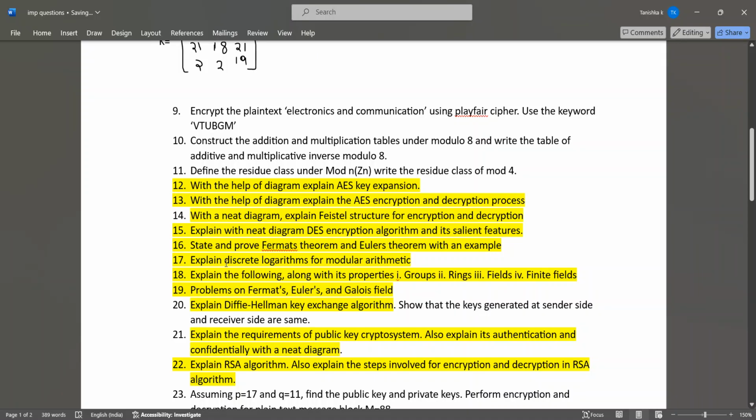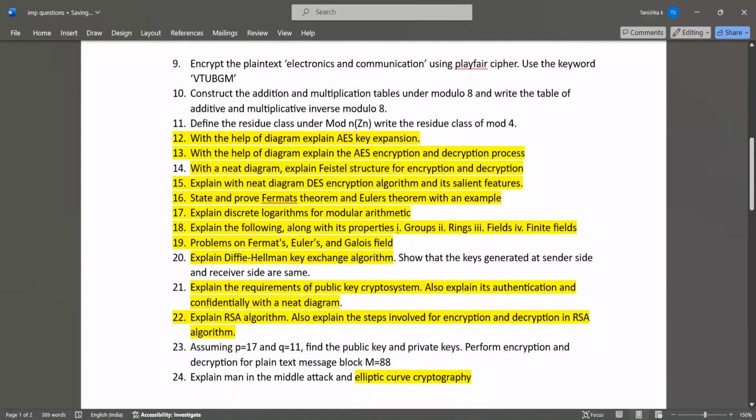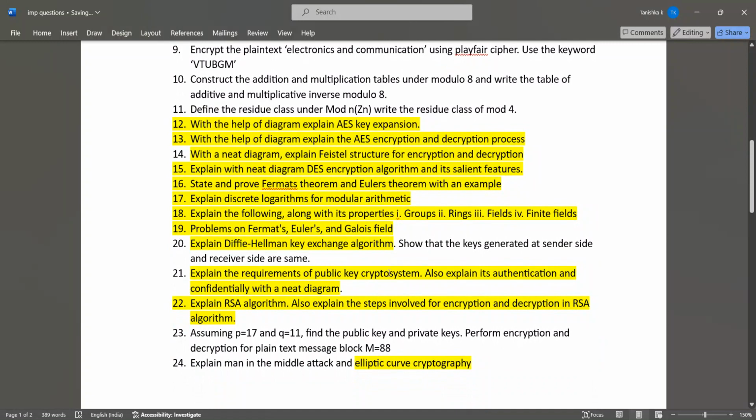Then explain discrete logarithms for modular arithmetic, and explain the following with their properties: groups, rings, fields and finite fields. Then problems on Fermat's, Euler's and Galois field. Then explain the Diffie-Hellman key exchange algorithm, and also a public key crypto system, and explain its authentication and confidentiality with a neat diagram. Then explain the RSA algorithm, and the steps involved in the RSA algorithm for encryption and decryption.